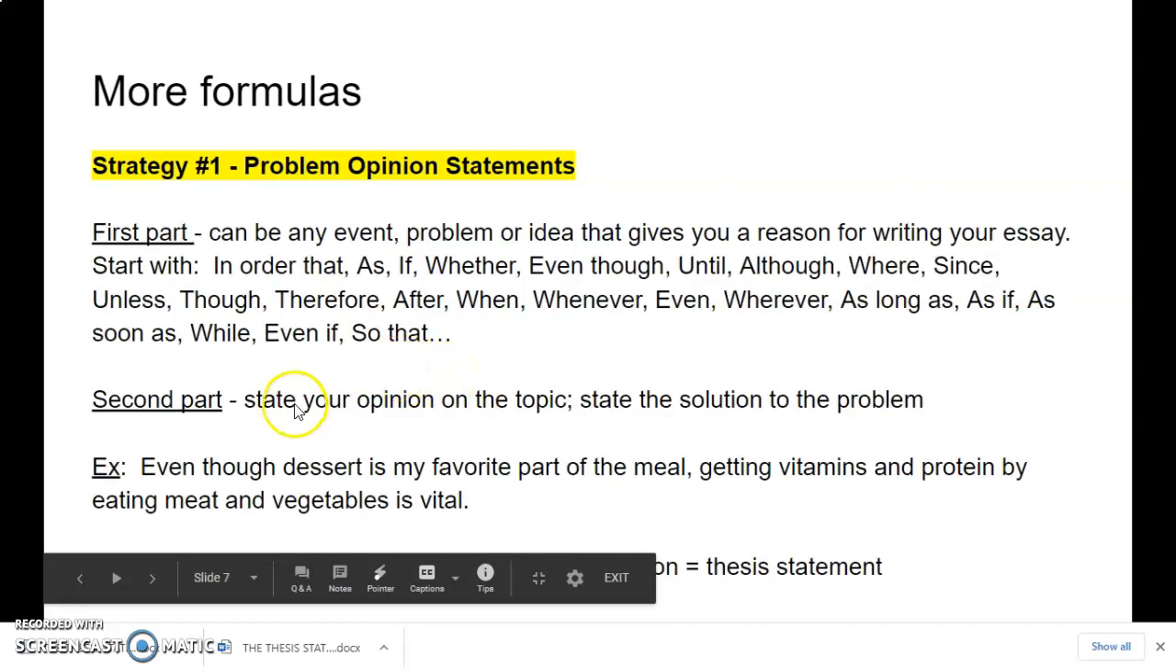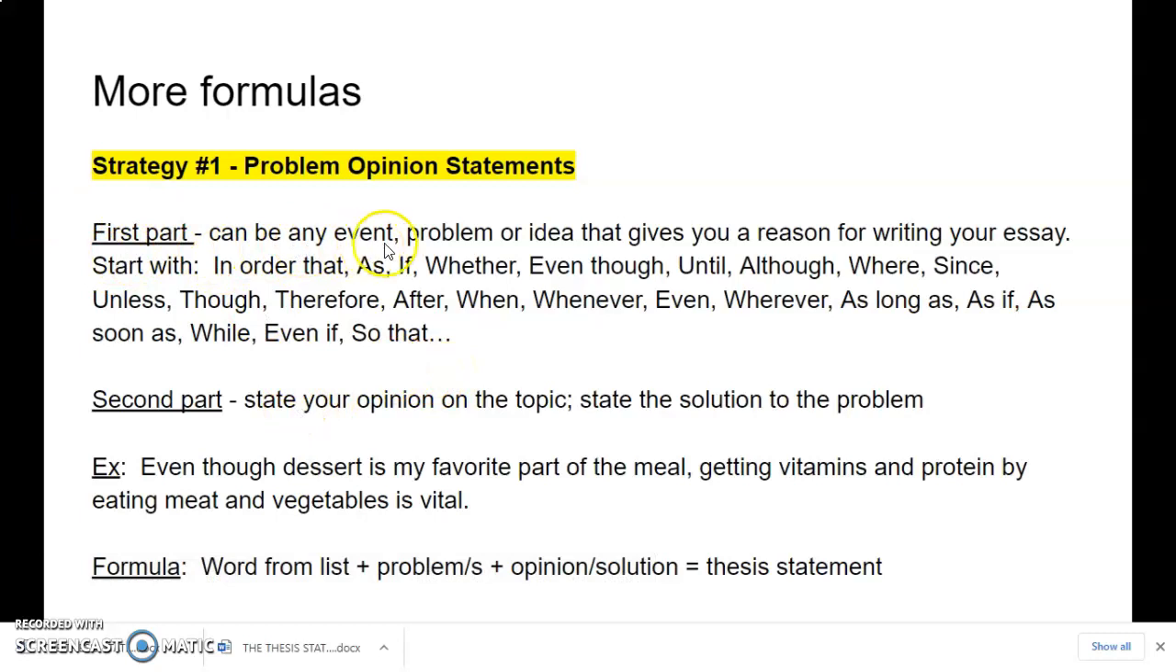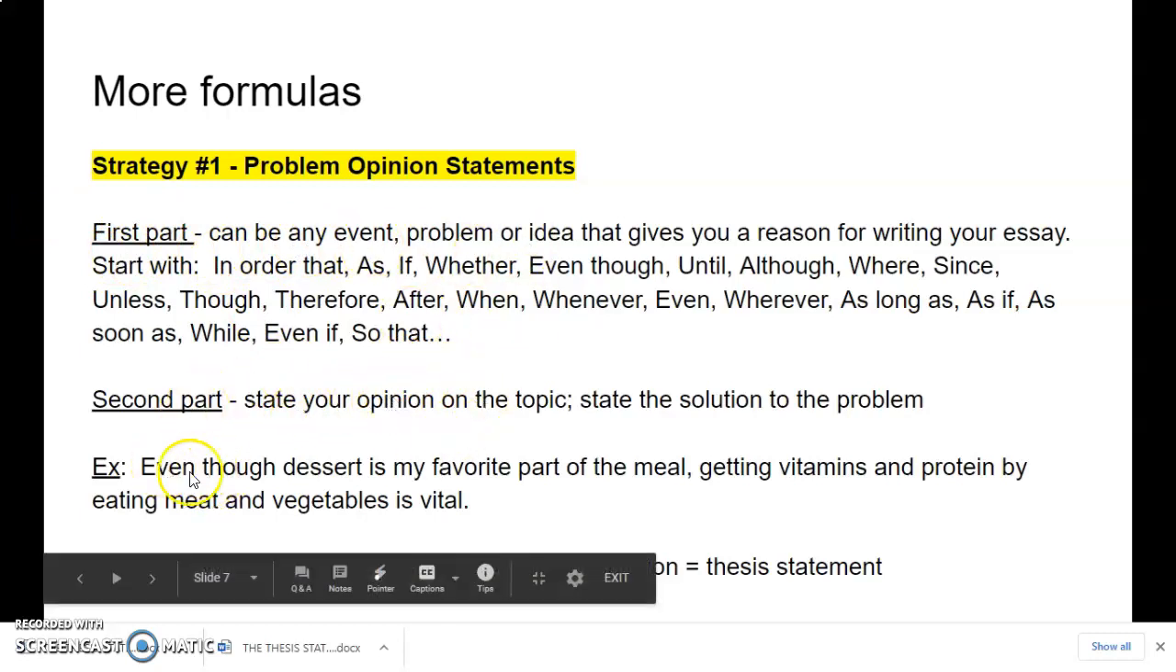Here are some formulas. The first part can be any event, problem, or idea, and the second part would be state your opinion. So again, even though it's a subordinating conjunction: dessert is my favorite part of the meal, that's a problem because you want to eat the healthy stuff first.